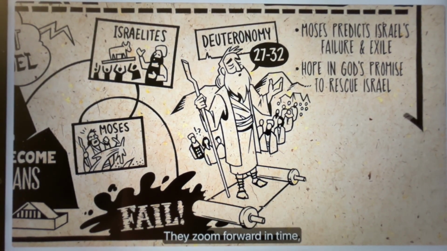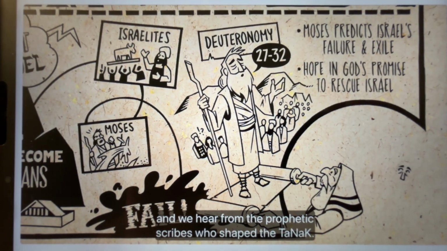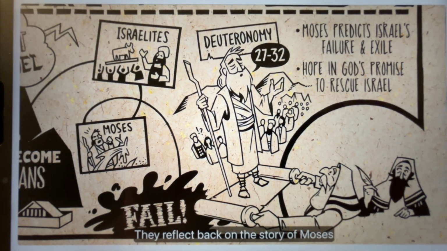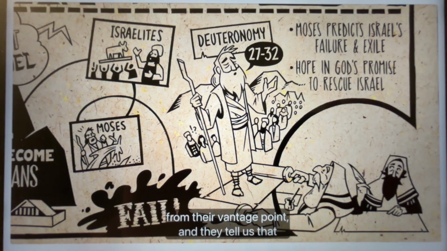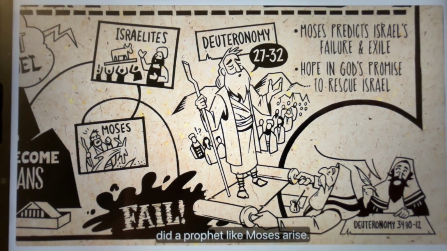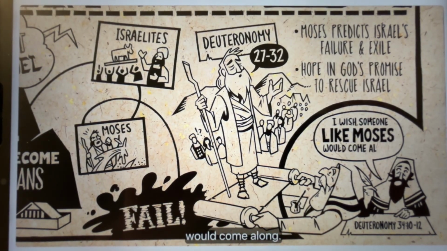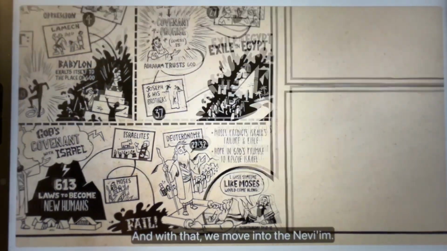Now, the final sentences of the Torah scroll are surprising. They zoom forward in time, and we hear from the prophetic scribes who shaped the Tanakh. They reflect back on the story of Moses from their vantage point, and they tell us that never again in Israel's history did a prophet like Moses arise. Man, I wish another prophet, priest, king like him would come along. And with that, we move into the Nevi'im.